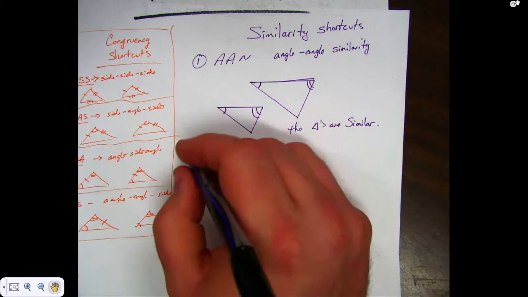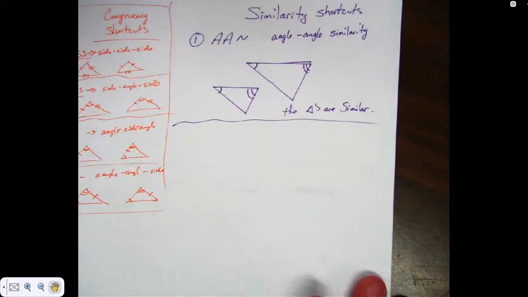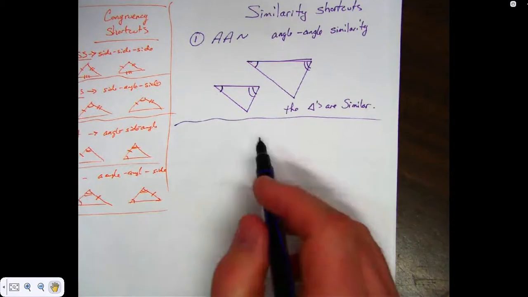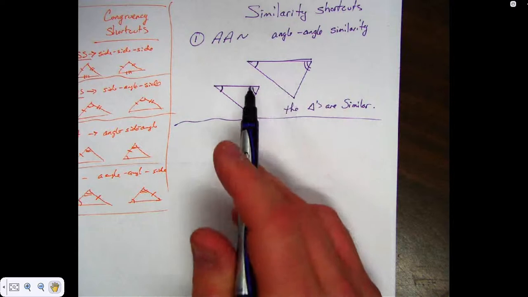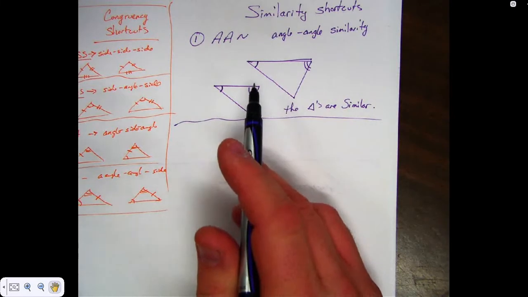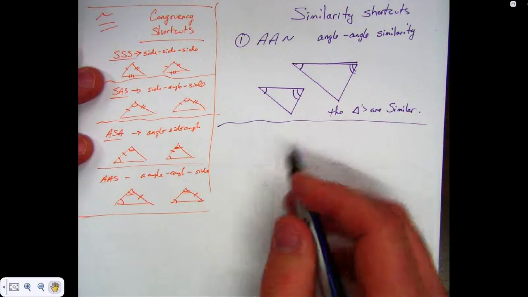So that's pretty easy. That's a pretty good shortcut, isn't it? So basically, if you find that two sets of angles in two triangles, this is just triangles now, are congruent, then you can say what? Those two triangles have to be what? Similar.